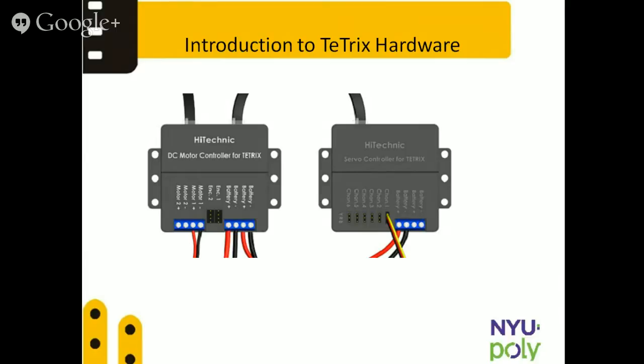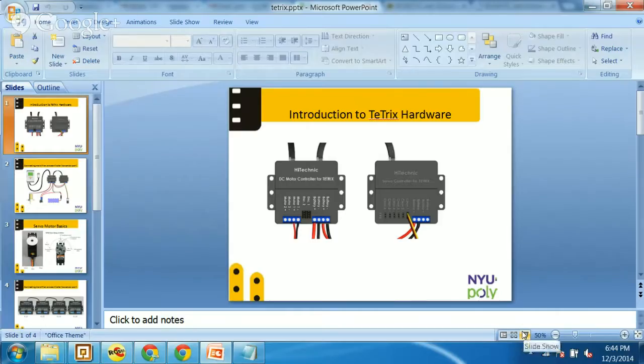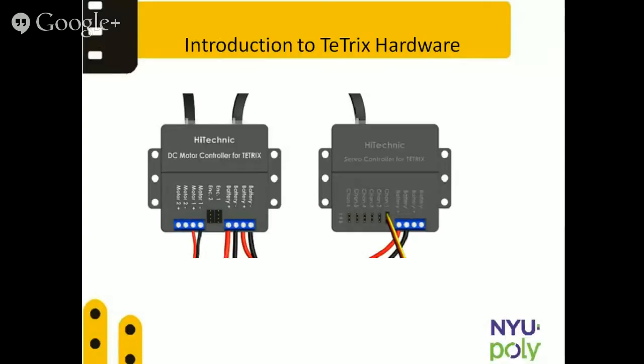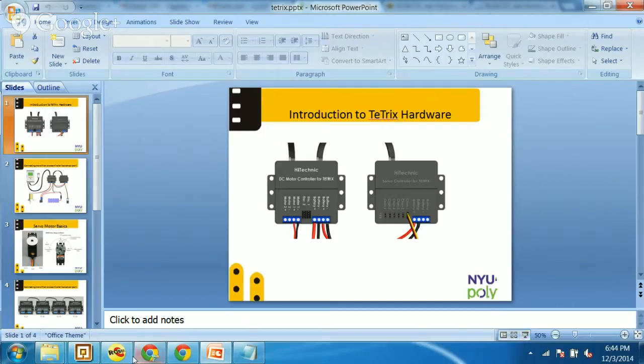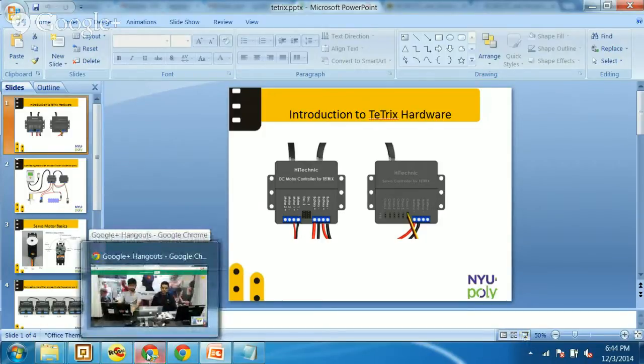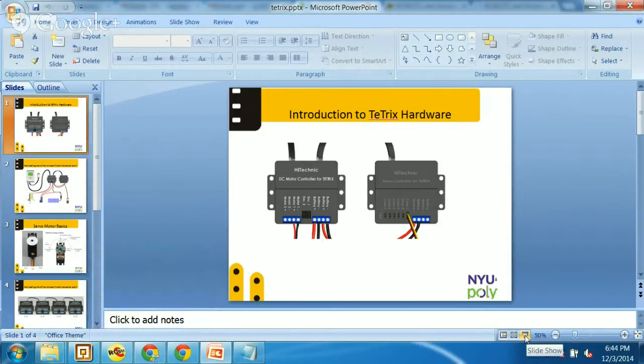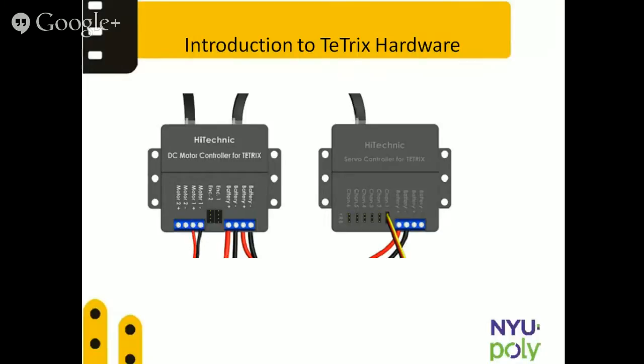Okay, so this is how a controller looks. Basically, it takes power from the battery that we have, and that power is supplied to these controllers. These controllers are not going to initiate any movement. They're just going to be passing signals to our motors, which will be connected to these controllers. We have two types of controllers over here: a DC motor controller and a servo controller.